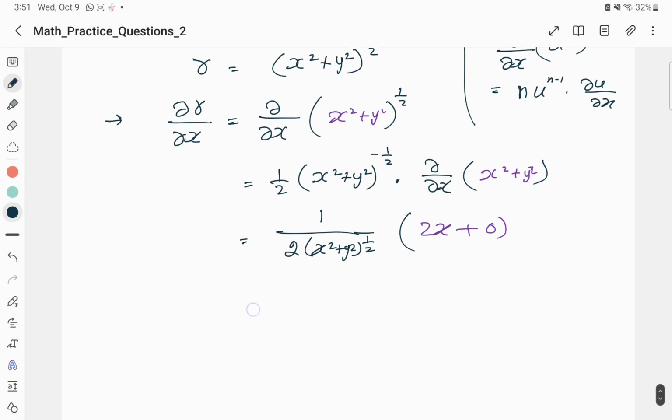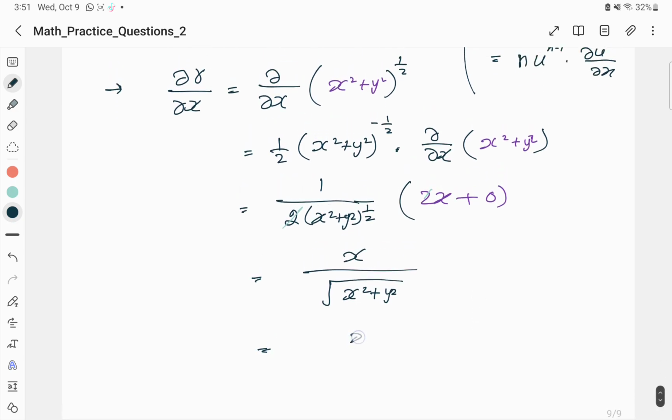So finally we can notice this 2 will cancel with the 2, so we are left with x in the numerator, and in the denominator this is the square root of x squared plus y squared, which is basically r, not r squared but r. This is the derivative of r with respect to x.